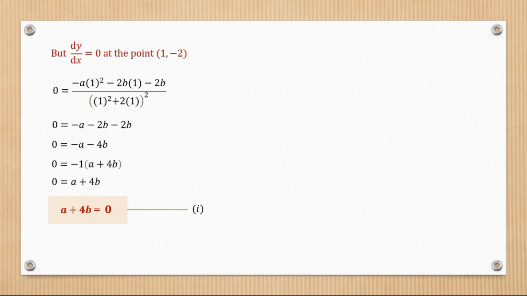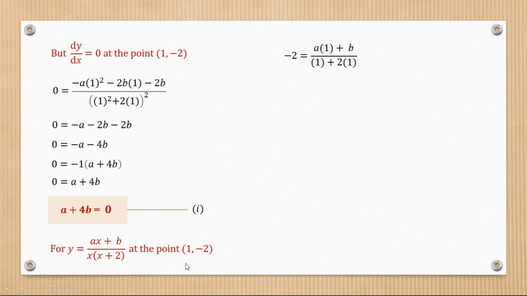Alright, so to get the next equation, I need to find a point where I can actually plug in y is equal to -2. So I can use the original equation as well. So for y is equal to (ax + b) over x times (x + 2) at the point (1, -2), where there is y, I'm going to put -2, as you can see right here. Then wherever there is x, we're going to put 1. So now I have -2 being equal to (a + b) over 3, of which a + b shall be equal to -6.